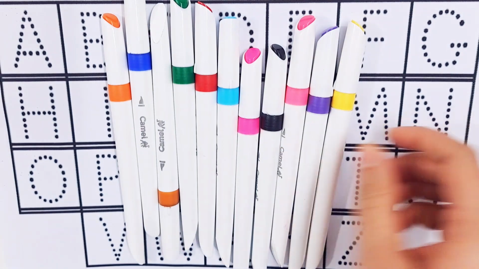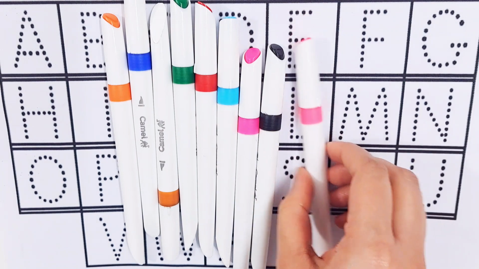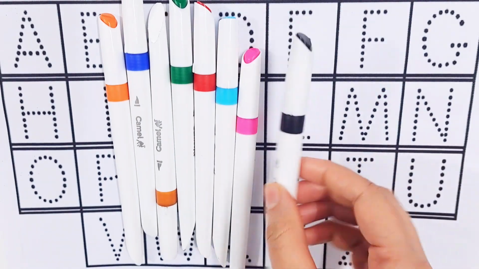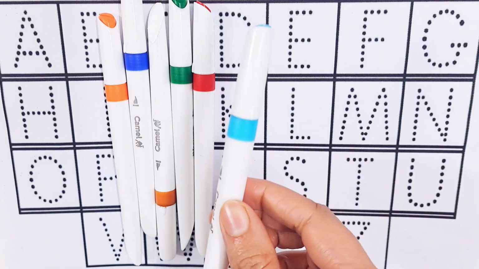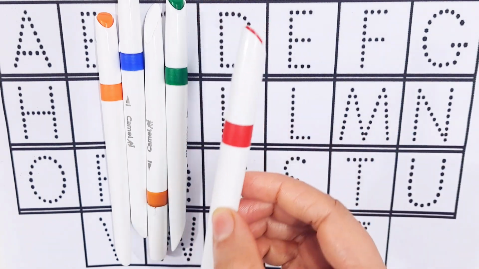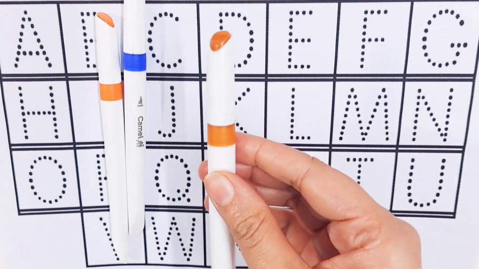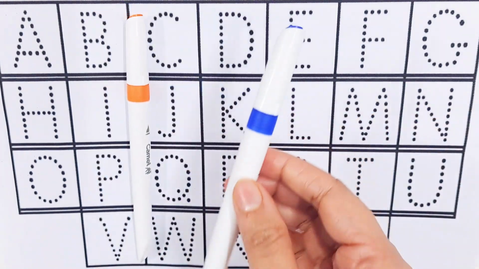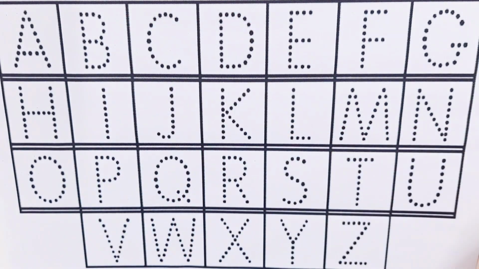Light green color, yellow color, violet color, pink color, black color, purple color, sky blue color, red color, dark green color, brown color, dark blue color, orange color.